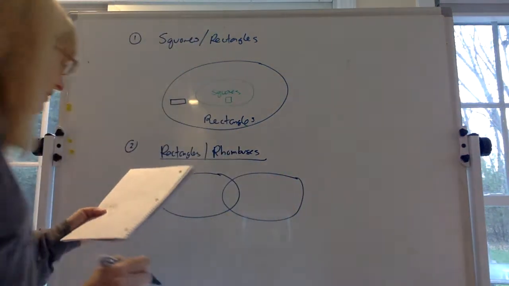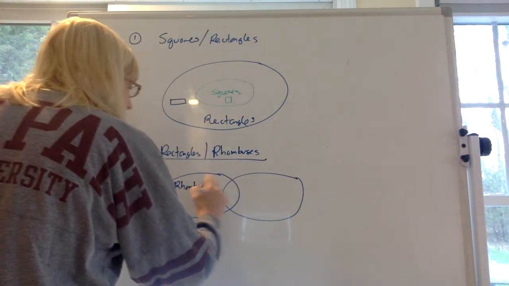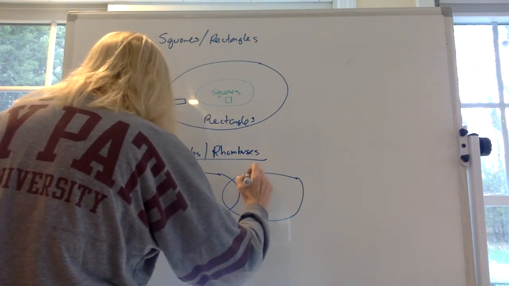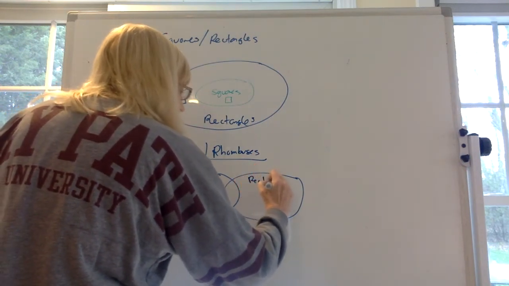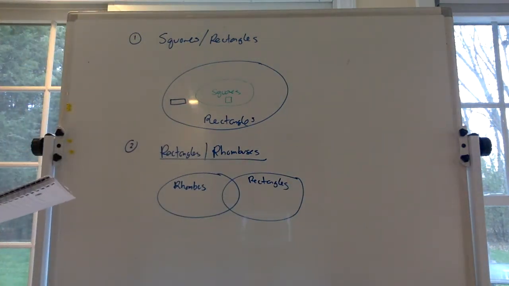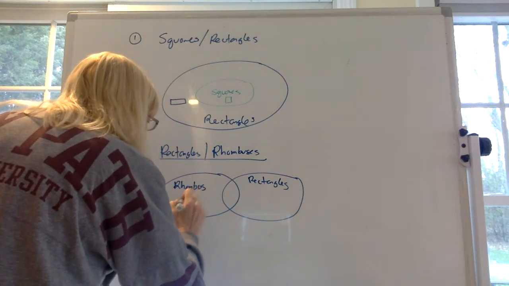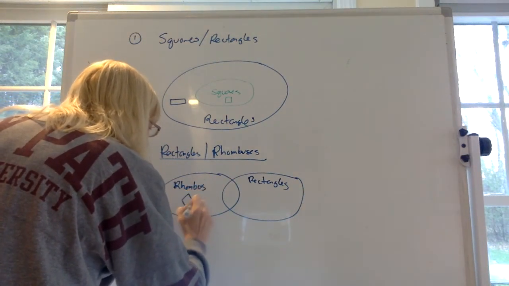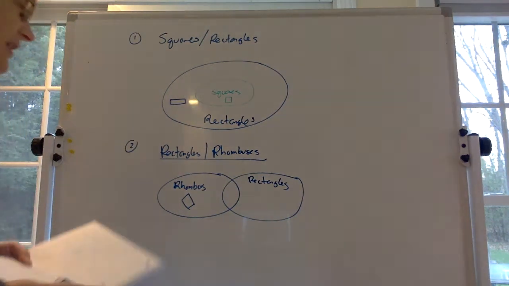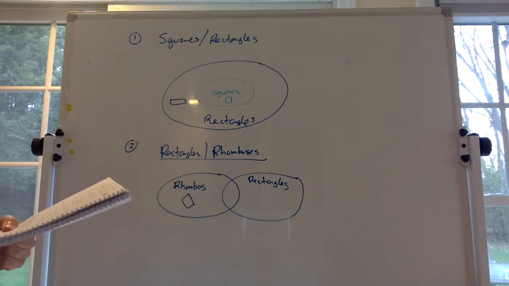there's an overlap between the rhombuses and the rectangles. And what's in the middle? So can we draw a picture of a rhombus? Let's see. A rhombus is a diamond. It doesn't have to have right angles. So here's an example. It doesn't have right angles. All the sides supposedly are the same size. I'm not very good at drawing.